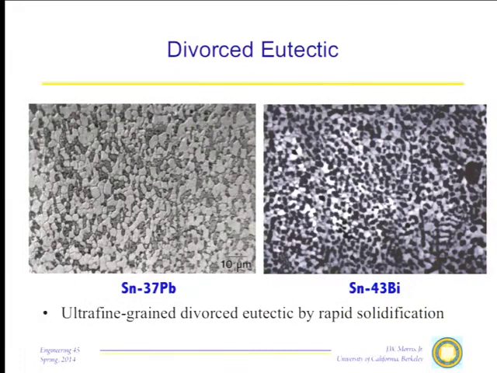What happens then is you get what's called a divorced eutectic. You just don't have time for that nice organized structure to form, so you get a very fine-grained intermixture of the two phases. And in cases where you're close to 50-50, tin-lead 63/37, tin-bismuth 57/43, you get an almost equal mixture of the two phases in a very fine-grained environment, which has a very, very good set of mechanical properties in things like solder contacts.